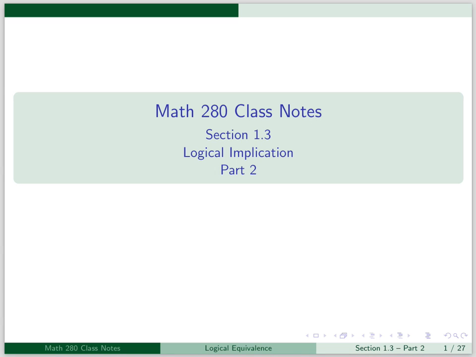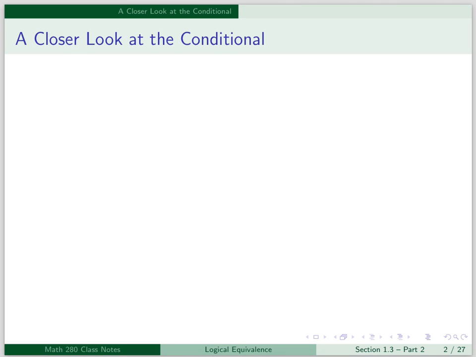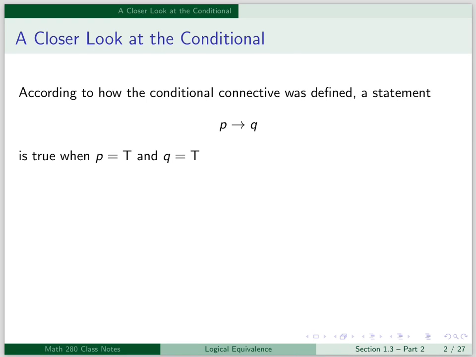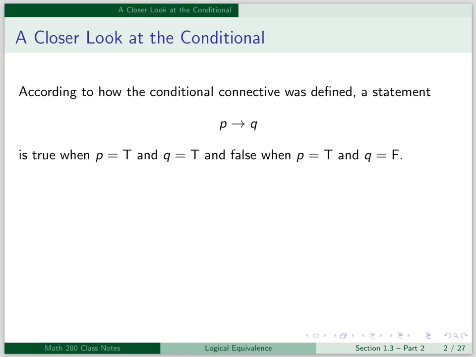This video covers part 2 of section 1.3, Logical Implication. We're going to start by taking a closer look at the conditional. According to how the conditional connective was defined, a statement P implies Q is true when P is true and Q is true, and false when P is true and Q is false.